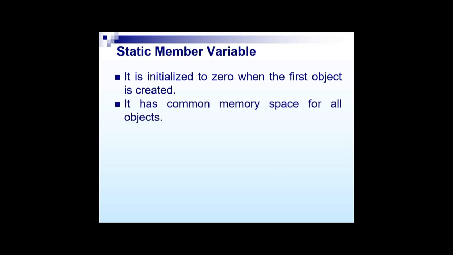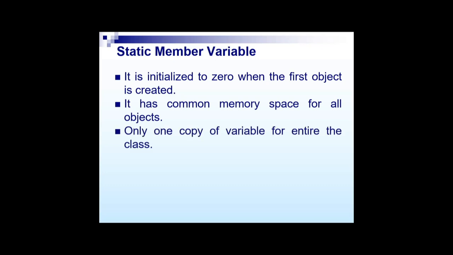Second, it has common memory space for all objects. Basically, for normal variables, separate memory is allocated for separate objects. But for a static member variable, there is common memory for all objects. Means here memory is shared for all objects.